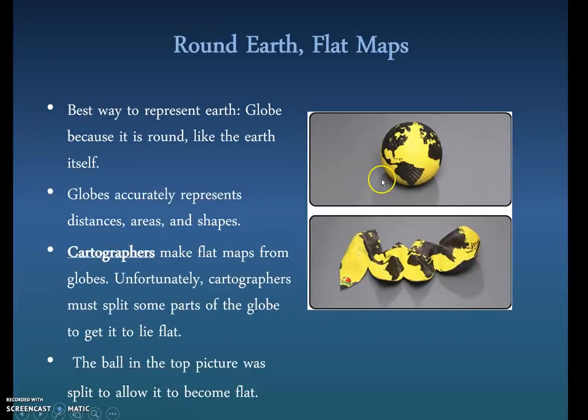So a globe, most accurately, as up here, represents the Earth because it's round like the Earth. But unfortunately, you can't carry a globe with you at all times. It would be awkward to carry around a basketball like this. So cartographers, who are map makers, make flat maps from the globes. But as you can see from this bottom picture here, it's hard to flatten a circular object. So that poses a few problems for our map makers.